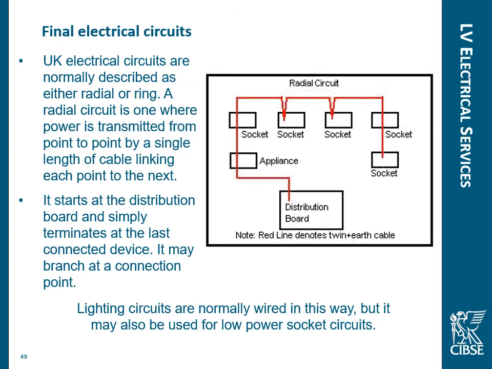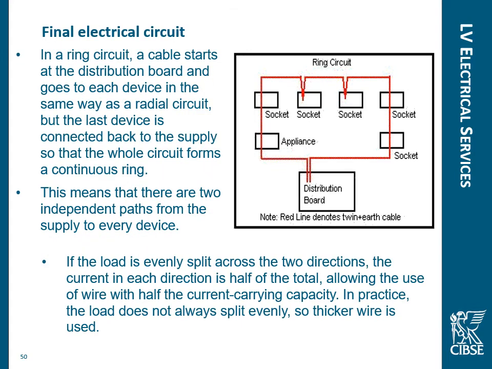So what we do now, with more modern wiring, is we have what we call a ring main. It starts off at the distribution board, goes all the way round the sockets in a ring, and arrives back at the distribution board. So we get better distribution of electricity, because the electricity can actually go both ways round the circuit.